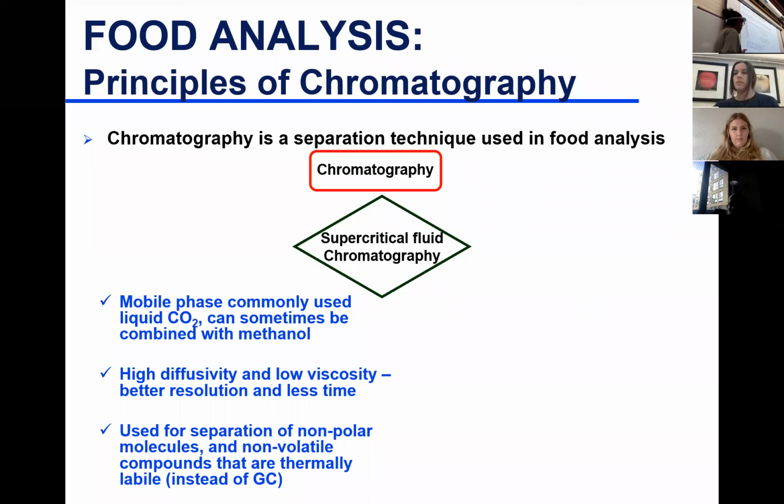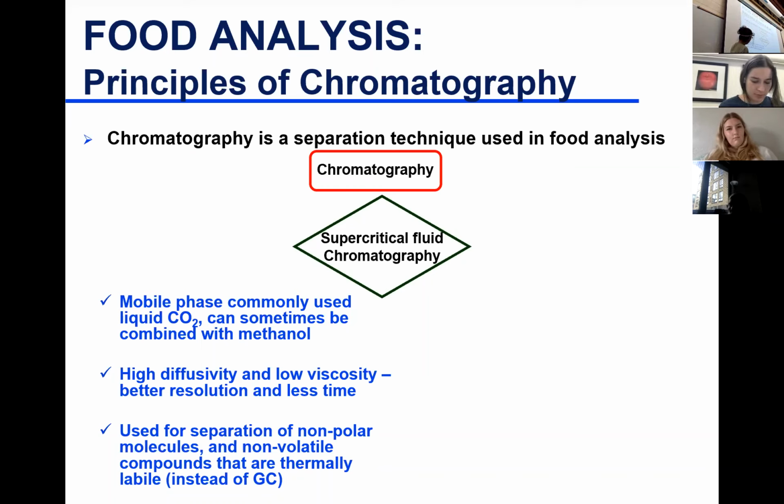If they're not polar, maybe they're not too suited for HPLC. And if they are non-volatile compounds and not thermally stable, they're not very well suited for GC. So this is kind of the middle ground for specific components.